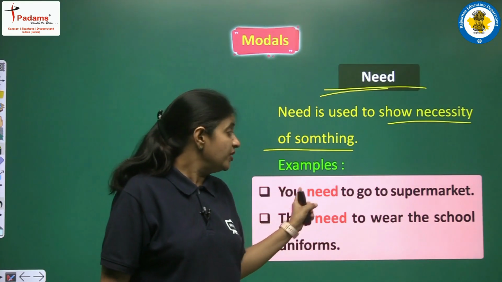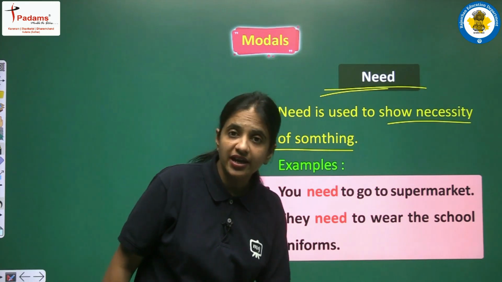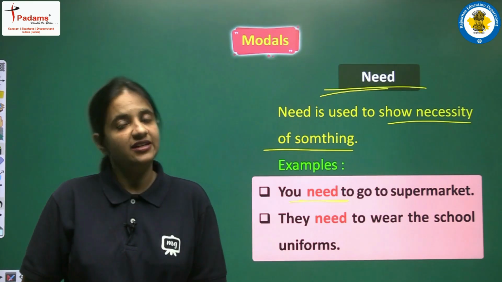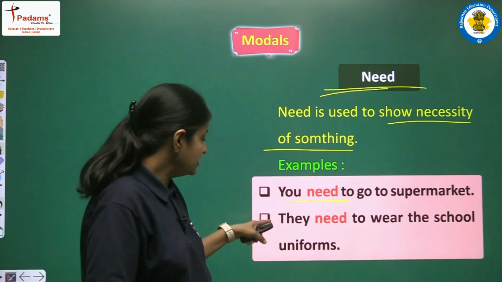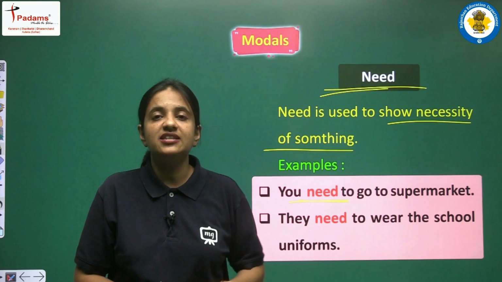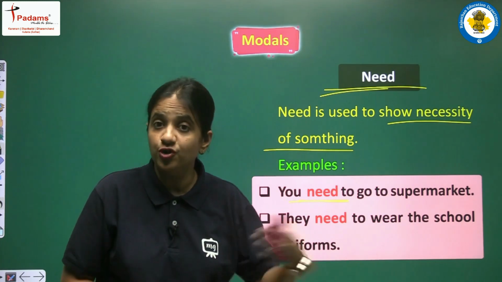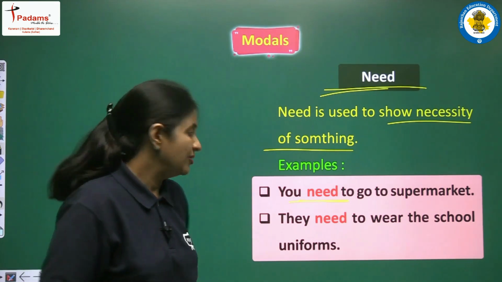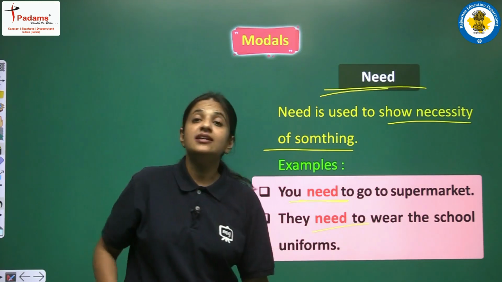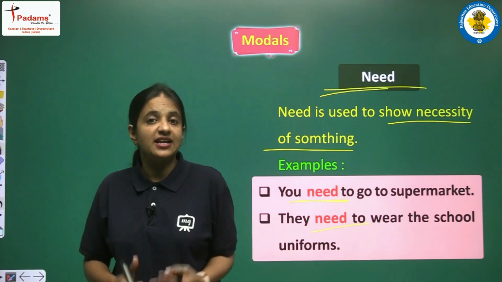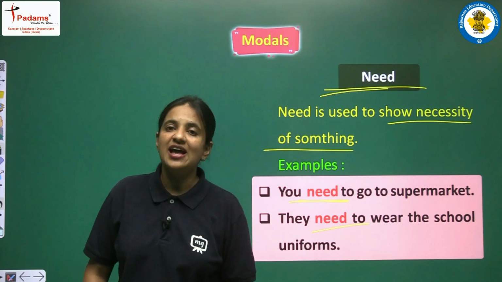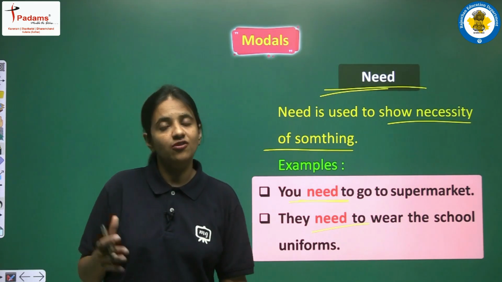We have here: you need to go to the supermarket. Here we can see that in this sentence need is used as a modal auxiliary, and we are saying that you need to go to the supermarket. It means we are trying to show the necessity of this thing to someone, that it is very much necessary for you to go to the supermarket. One more example: they need to wear the school uniforms. Again we are trying to show the necessity of this thing, that yes, it is very much necessary for them to wear the school uniforms. Okay, so in this manner, with the help of need, we can show the necessity of something.